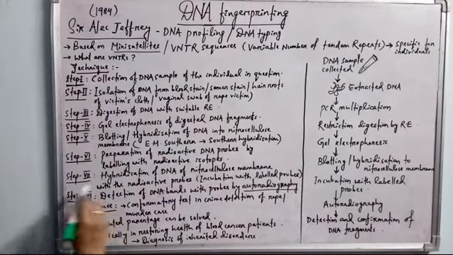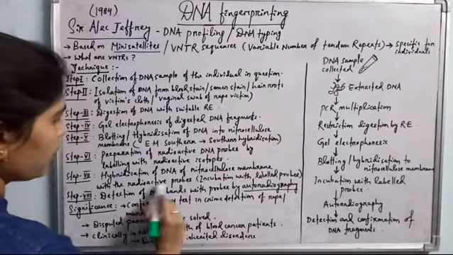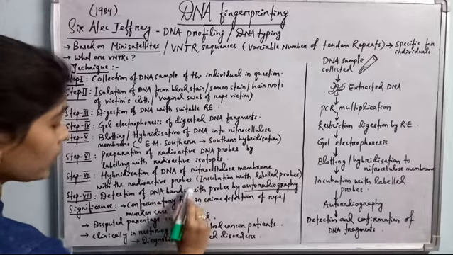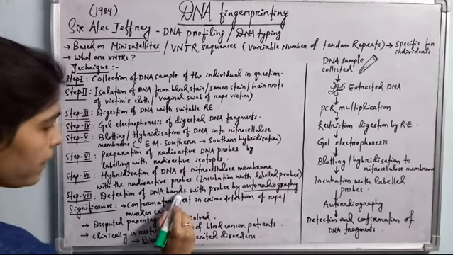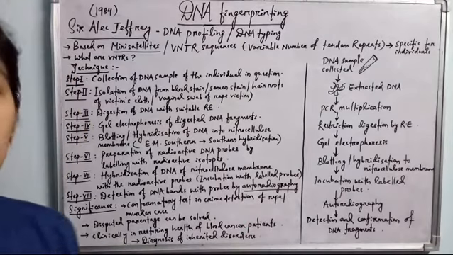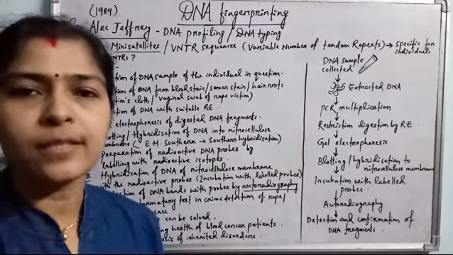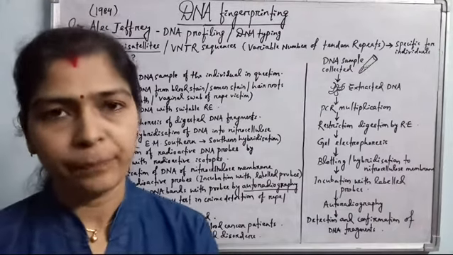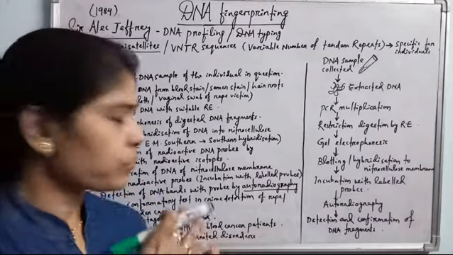Then the last step is detection of the DNA bands. If any double stranded band is found, it is detected. Detection of the DNA bands with the probes is done by autoradiography. Autoradiography is a technique of exposure of these nylon membranes to X-ray.